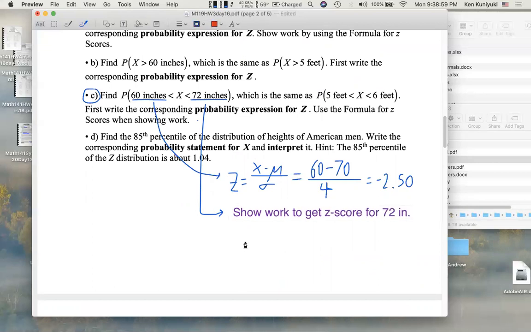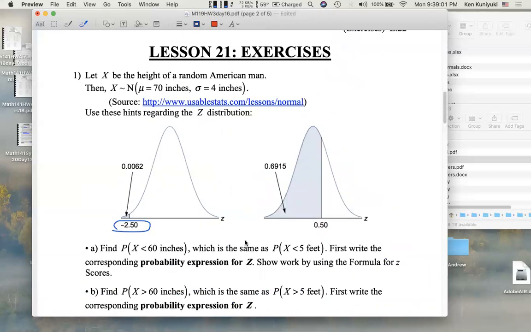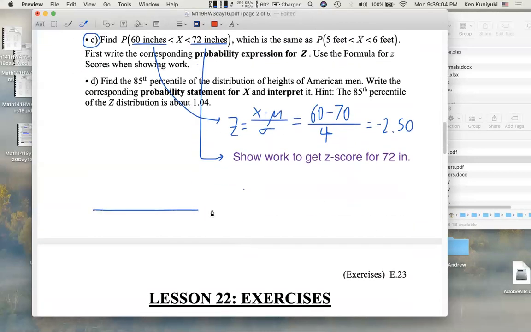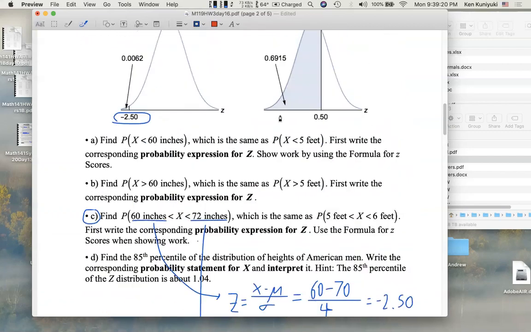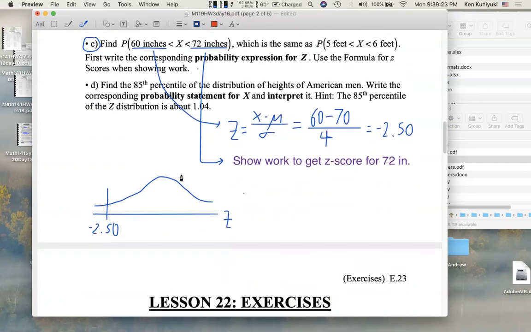And do I have you draw the pictures? Well, the picture helps. So here's negative 2.5 as a Z-score. The Z-score for 72 inches is positive 0.50, but show the work for that. That'll be like here. Again, even though I don't say so, I would encourage people to draw a picture. You don't have to be Monet or anything, but I think this helps.